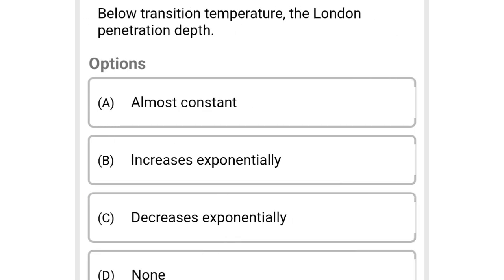Next question, below transition temperature the London penetration depth is option A almost constant, option B increase exponentially, option C decrease exponentially, option D none. The correct answer is option A almost constant.